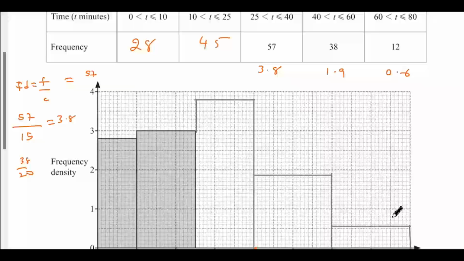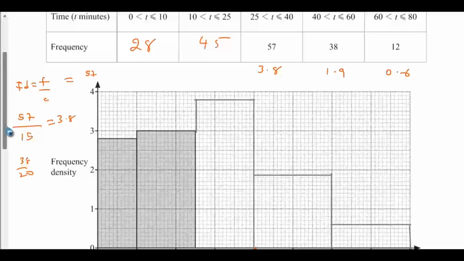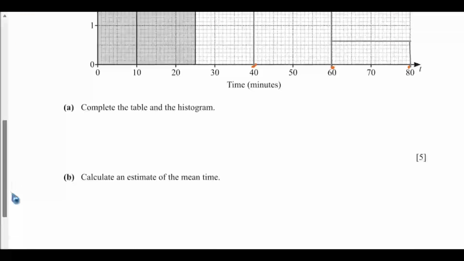Sorry, I think I need to retake that one again. So 0.6 will be here like this, then draw up to this level here. Okay, so good. So this is how to complete the histogram. So let's go to the next one.